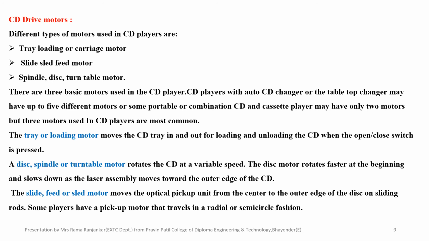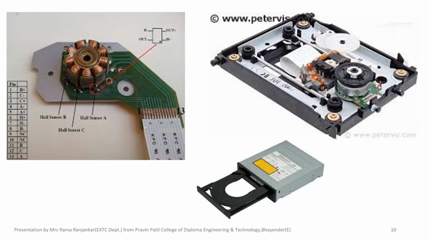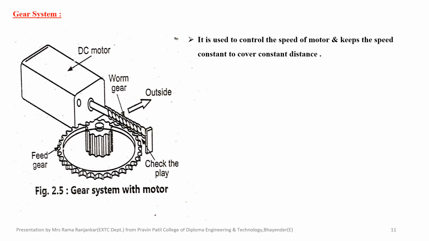CD motors. Different types of motors are used in CD players. Tray loading motor is used to operate the tray where we place the CD. Slide feed motor is used for the movement of the optical pickup assembly. Spindle motor, disc motor or turntable motor is used to rotate the CD. So these are the pictures for these three motors. Gear system is used to control the speed of the motor and keep the speed constant to cover a constant distance.